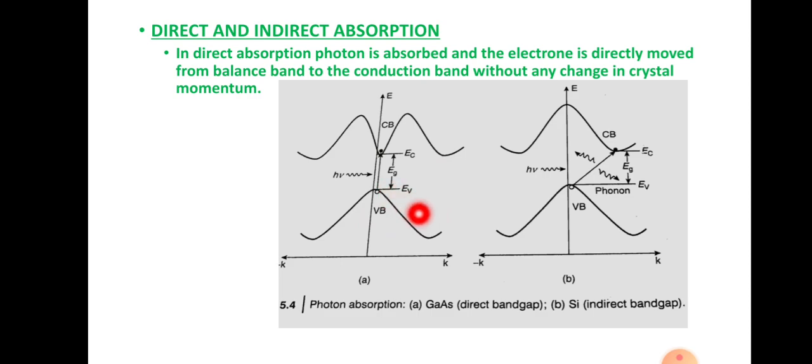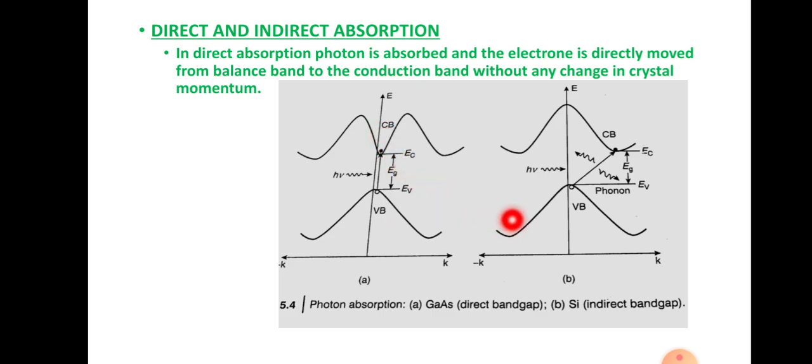If the valence band maxima comes exactly below the conduction band minima, then it is easier for the electron to move from the valence band to the conduction band. So in that case, when we give a photon, direct absorption takes place. That is, the photon is absorbed and the electron is directly moved from the valence band to the conduction band without any change in the crystal momentum.